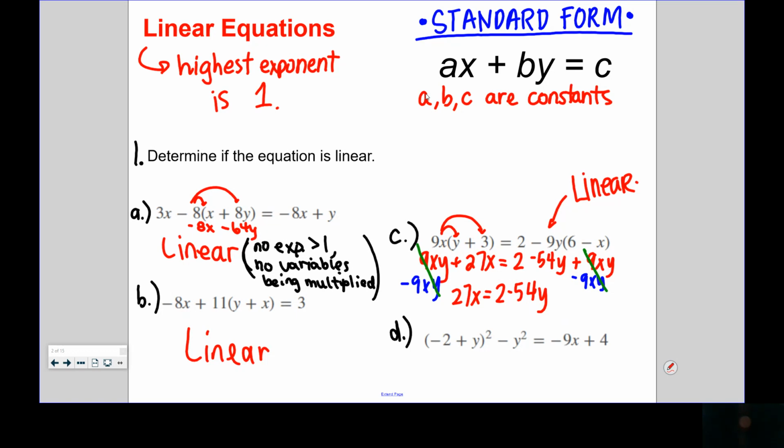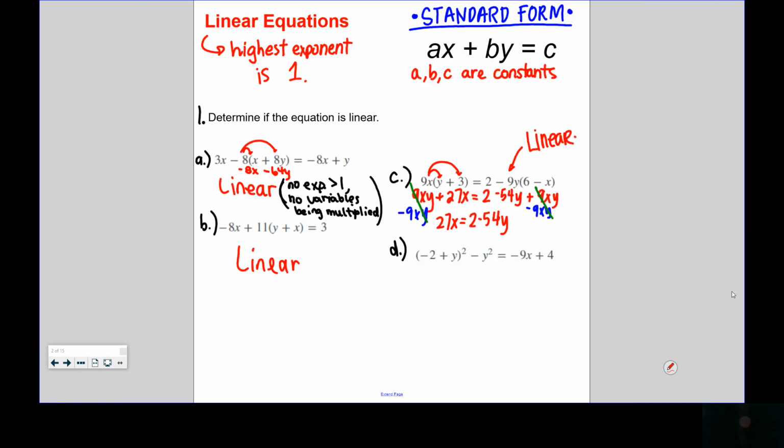Now, when I was reading these off at the beginning, I said you can probably already tell what we're going to suspect this is, right? You see that exponent of 2. That's probably going to be nonlinear. But let's multiply it out and check. Or multiply it out and combine like terms.